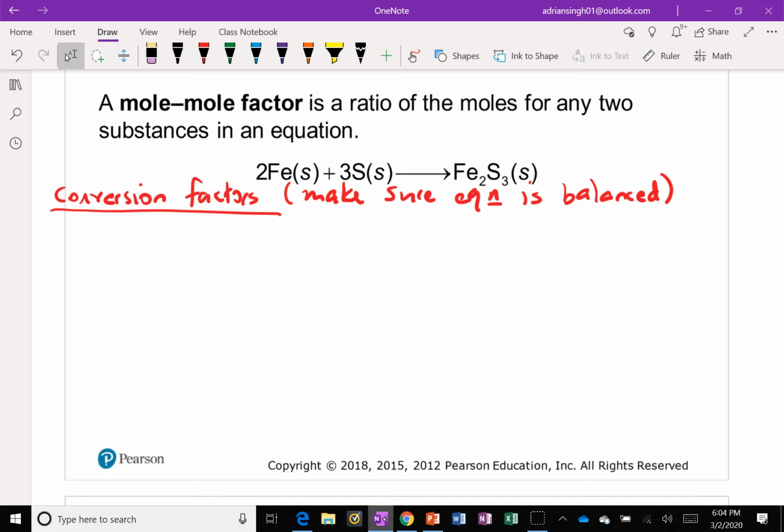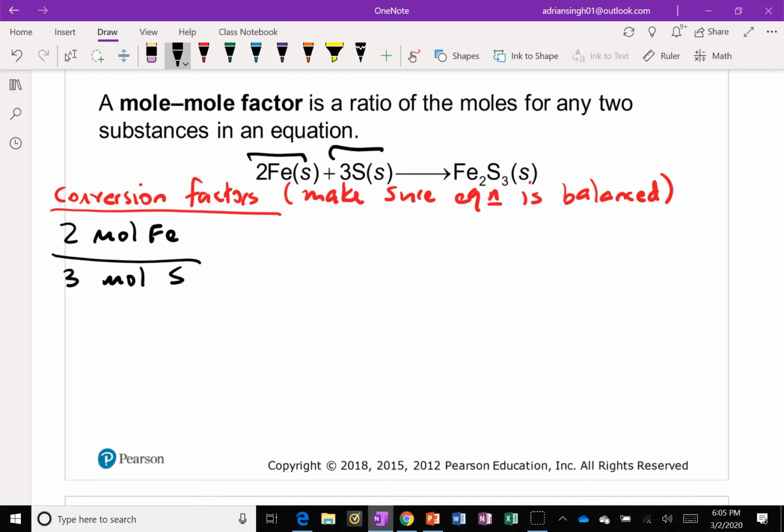So from this balanced equation, we can come up with several conversion factors. Let's take a look at a couple of them. The first one we can do is to relate each of these reactants to each other. So we can say, for example, 2 moles of Fe for every 3 moles of sulfur. Right? I just take the coefficient of one thing and put it over the other.